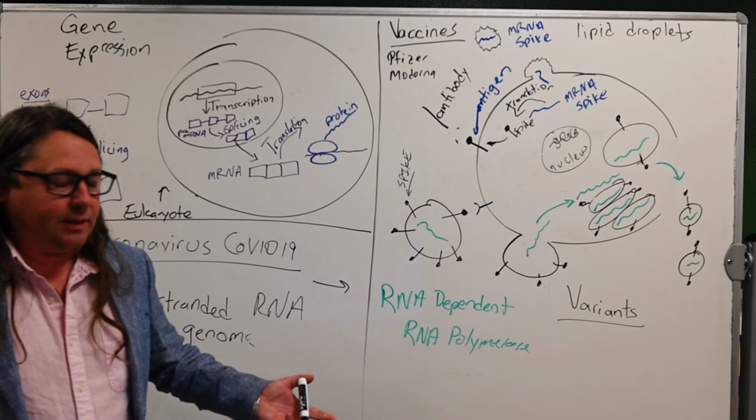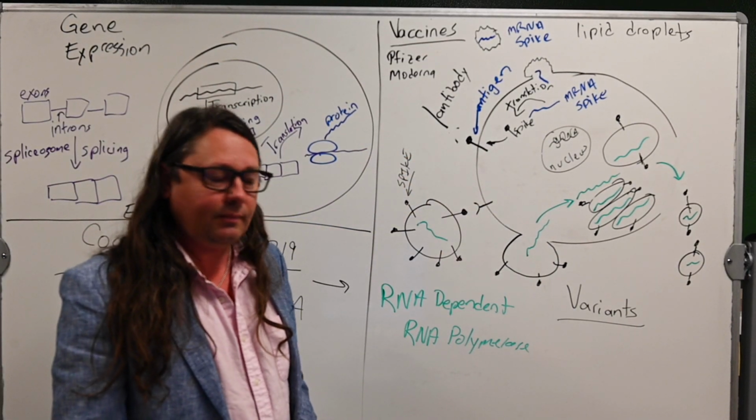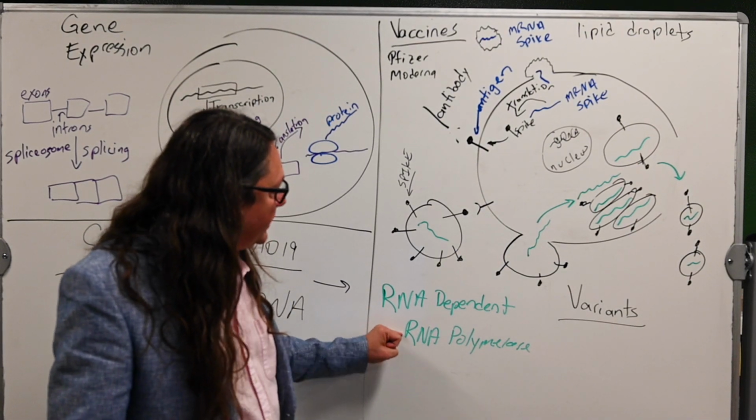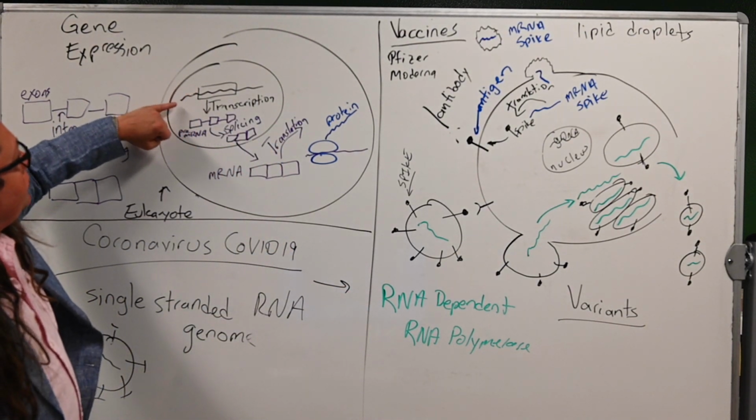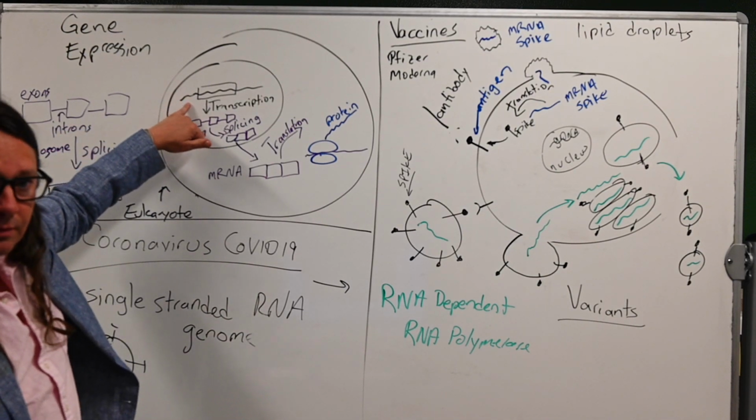Okay, so that's what we were talking about, non-synonymous and synonymous changes, right? It's RNA polymerase in this case, and for humans and other organisms with DNA, it's the DNA polymerases. Okay, they're error prone.